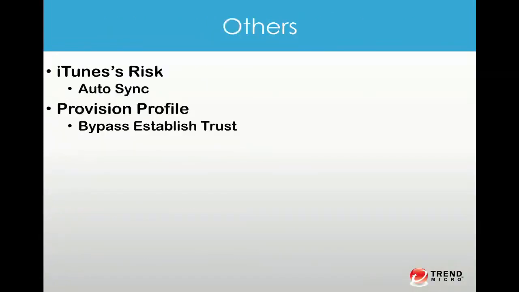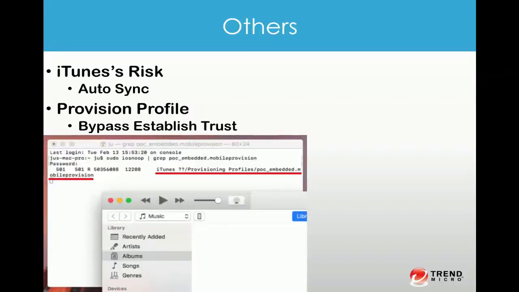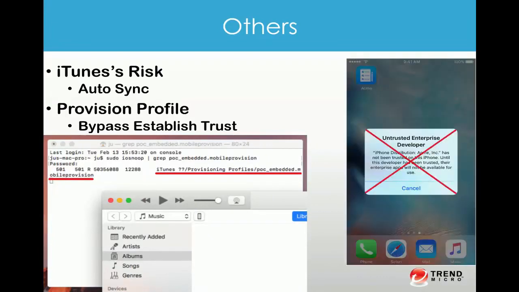This kind of malicious profile is actually a configuration profile. There is also a profile called a provision profile. We found that iTunes had a risk. It can auto-sync all provision profiles in a fixed directory to a device without checking the owner of this directory. Maybe this will be part of an attack chain. Moreover, we also found a vulnerability that can bypass established trust mitigation mechanisms by attacking the installation of the provision profile.